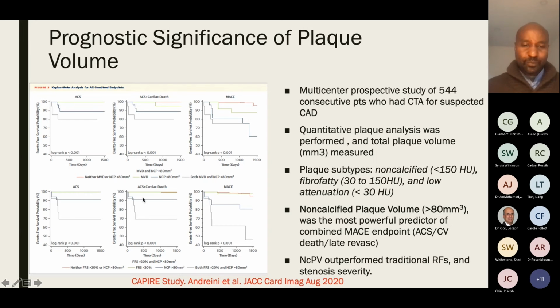On the bottom row, again in the middle, same concept. So looking at ACS with cardiac death, but your comparator to plaque volume in this group was not multi-vessel disease, but rather Framingham risk score of greater than 20. So basically high risk factor burden. And same thing, if you had a high amount of non-calcified plaque volume, you had a highly increased risk of adverse cardiac events, even if you were a low Framingham risk or not a high Framingham risk score patient. And then if you had both, you had extremely high incidence of events. So high plaque volume was more predictive than having a high traditional risk factor burden.